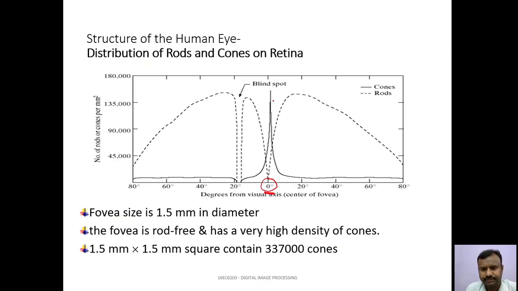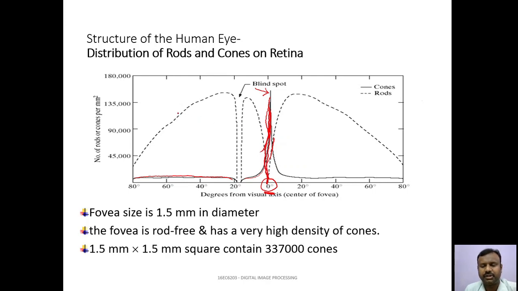In the fovea, we can see that the number of cones is very high. That is, cones are densely populated in the fovea. And in all the other places, the number of cones is very low. Whereas for the rods, the dotted line represents the number of rods, and the continuous line represents the number of cones. So in the fovea, the cones are densely packed.